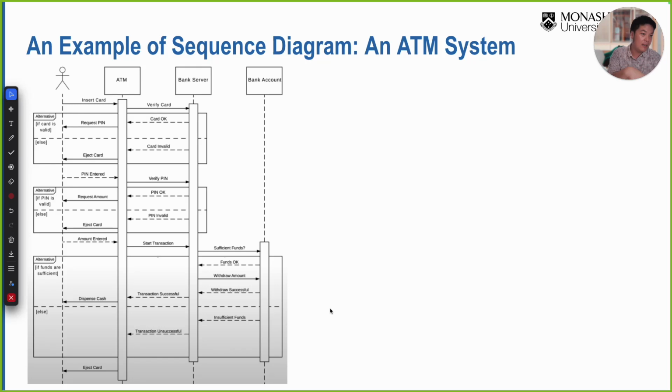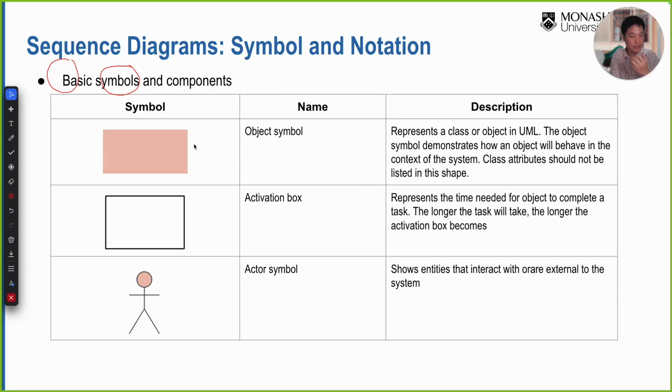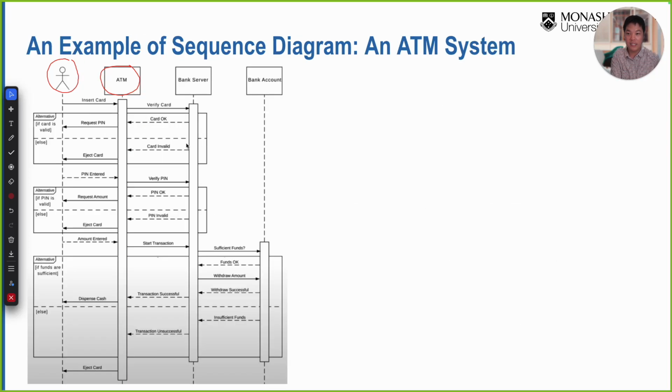Okay, let's take a look at this example. This is the ATM system. It looks very complex, but in general, try to read this one together. First, you have an actor. And what is this one? The square. The square is used to describe the object symbol. We have the ATM object, the bank server object, and the bank account. Think about the ATM system. Okay, that's the object.